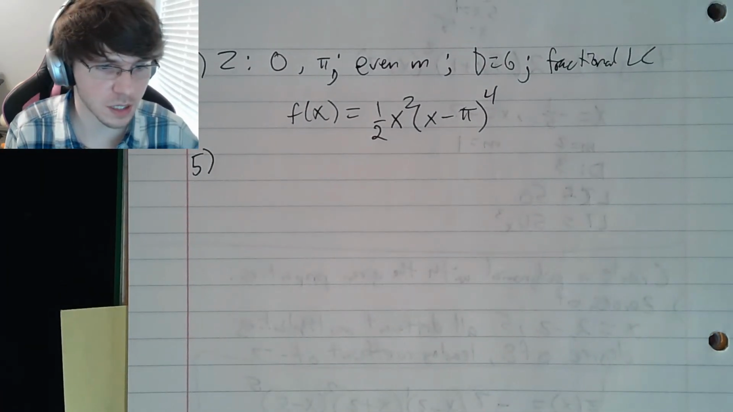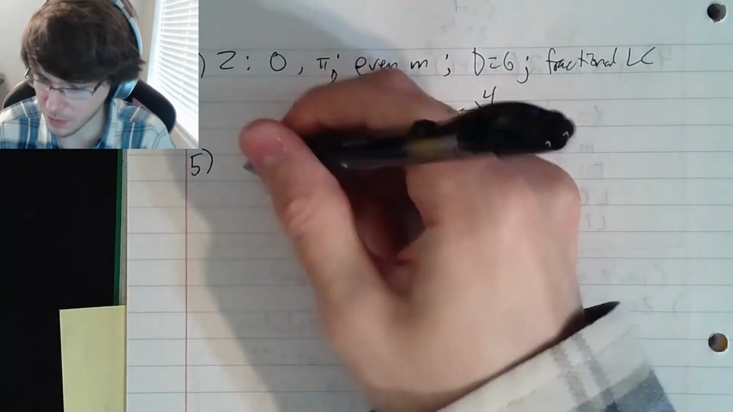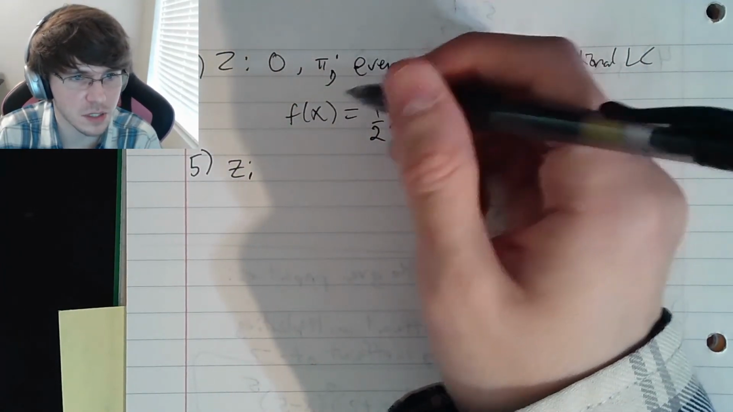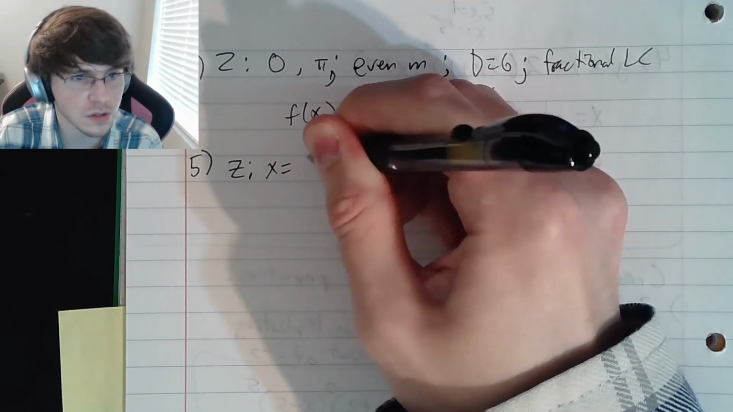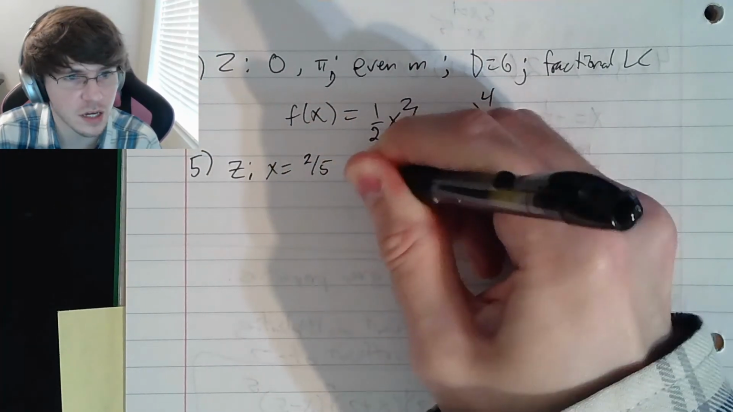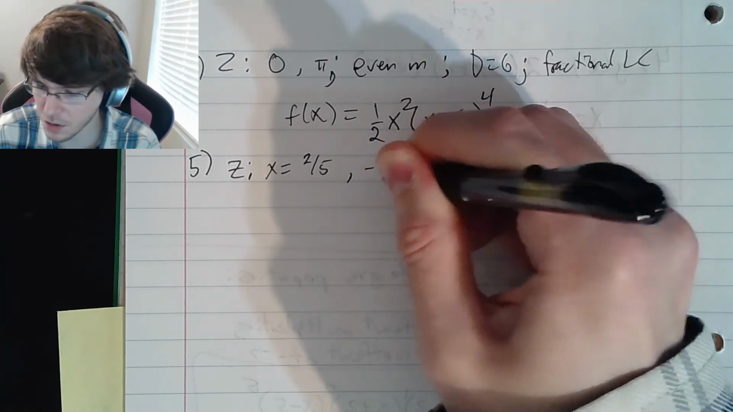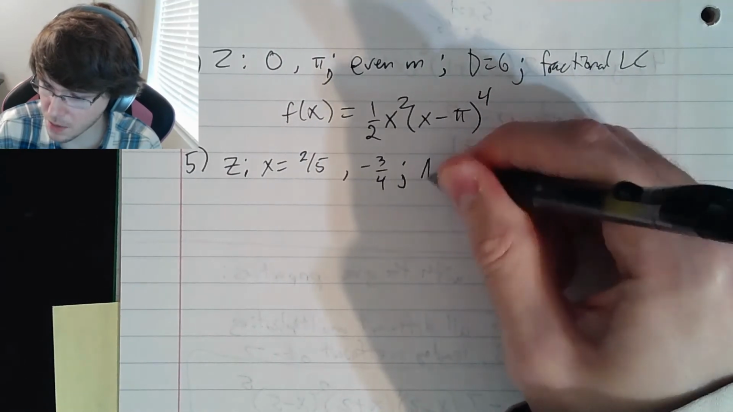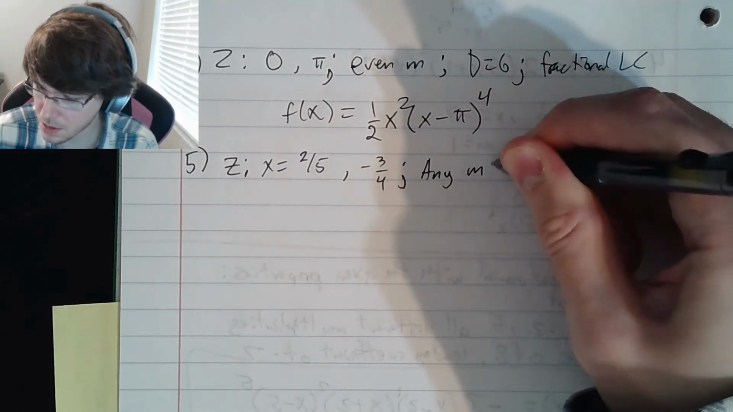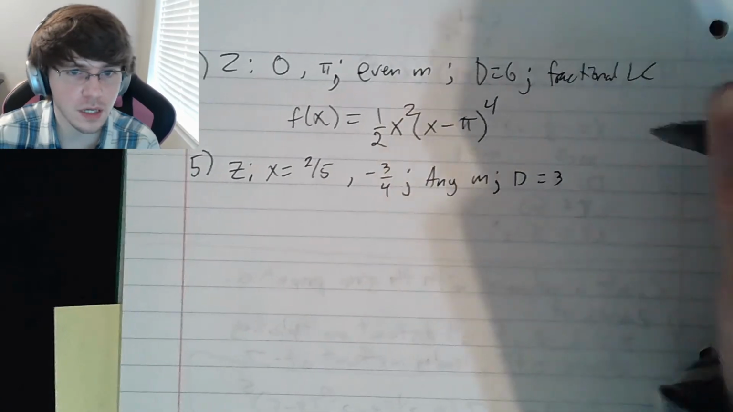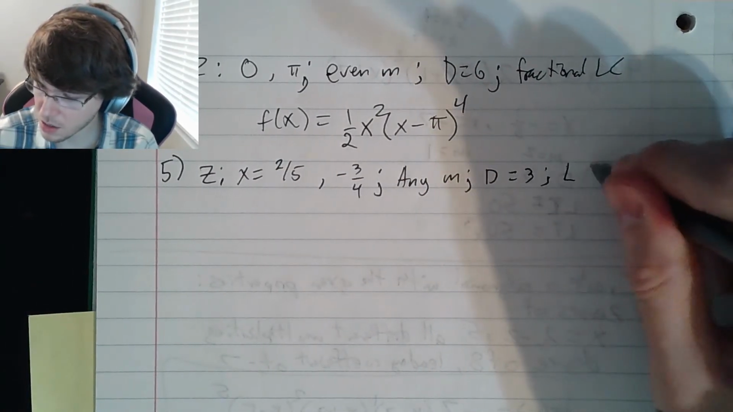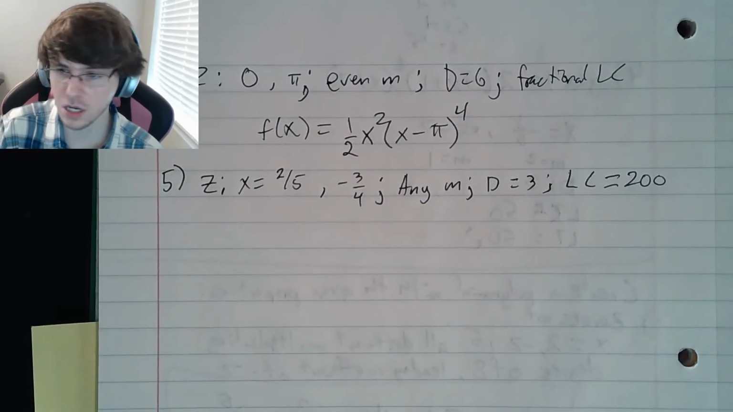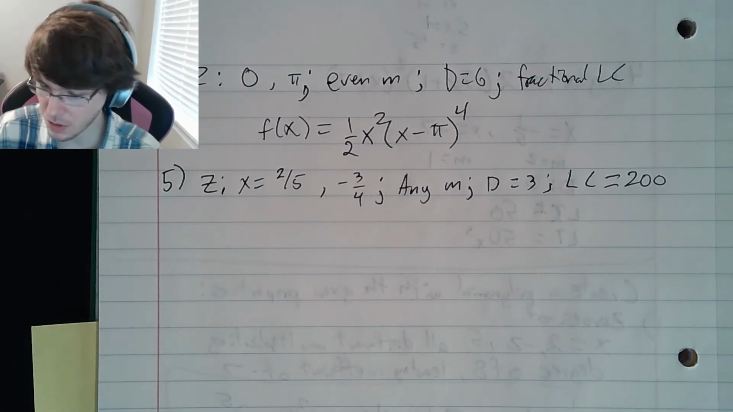There we go. So number 5, our last example for the day. We got zeros of, let's see, what's the problem say? We got x equals 2 over 5. We have -3 over 4. I said any multiplicity, degree equal to 3 and a leading coefficient equal to 200. Okay, so this one's a tough one, so if you really want to try it on your own, you can, or you can just watch.